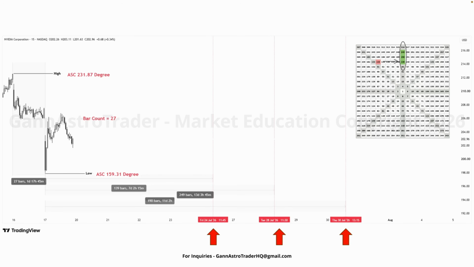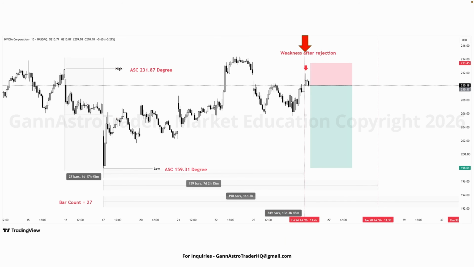NVIDIA chart. We can now take each of these bar counts and project them forward from our original reference point. This gives us 3 specific time windows where we can watch NVIDIA for a potential intraday reaction. For the Gann Square of 9, our first projected time window comes at approximately 139 bars, corresponding to Friday, July 24th, at approximately 11:45 a.m.